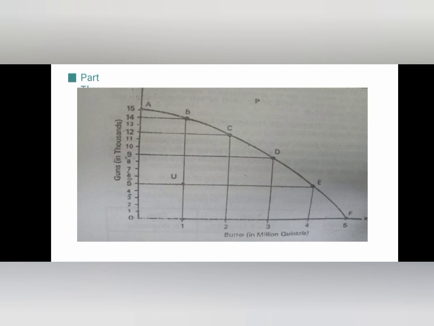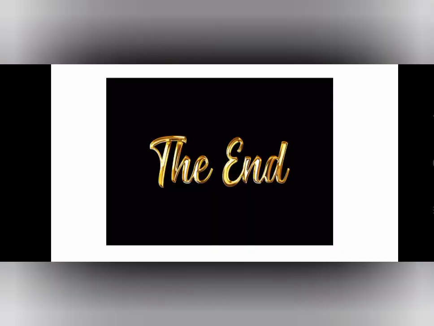For instance, the combined output of two goods cannot lie at U or at P as indicated in the diagram. This is because at point U, the economy would not utilize the resources fully, and at P, it would be beyond the capacity of the resources of the economy to produce the combination represented.